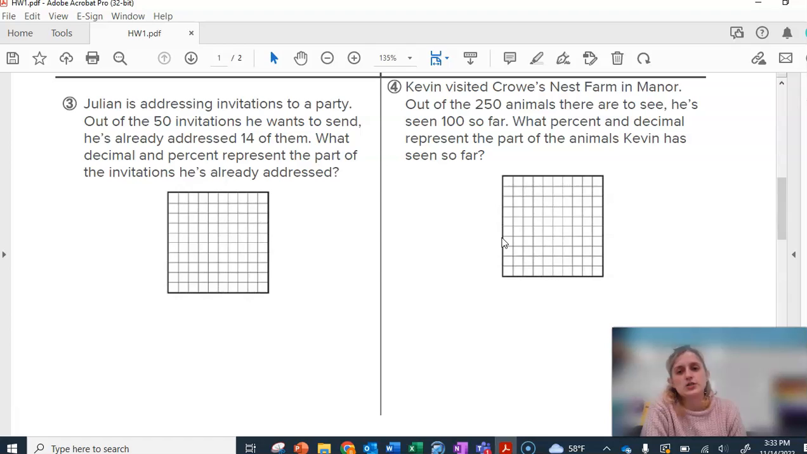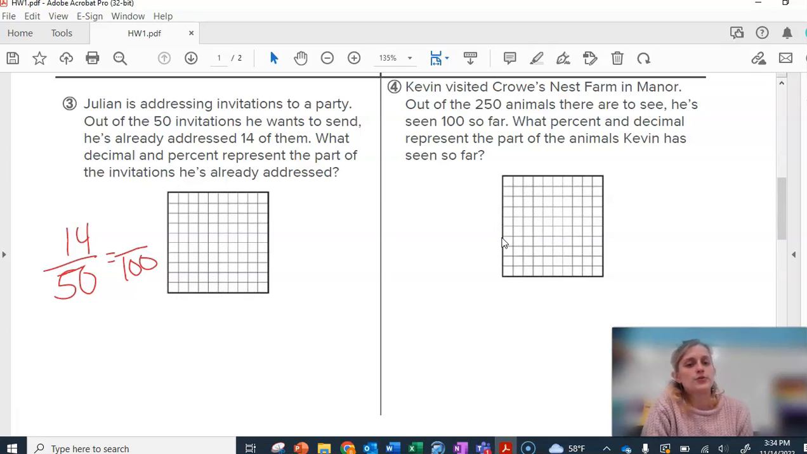Julian is addressing invitations to a party. Out of the 50 invitations he wants to send, he's already addressed 14 of them. What decimal and so on, already addressed. 14 out of 50. Make that out of 100. Change it to a percent. Change it to a decimal.